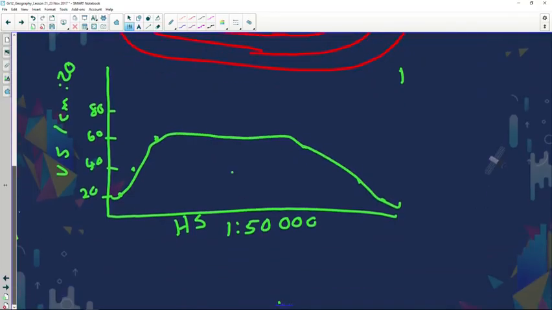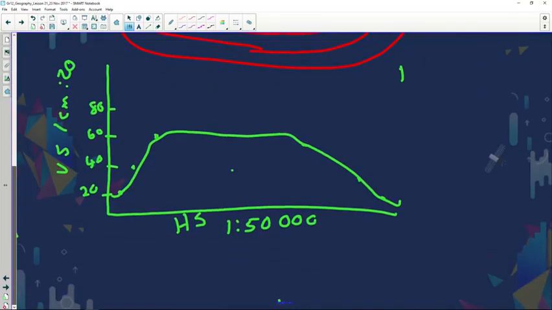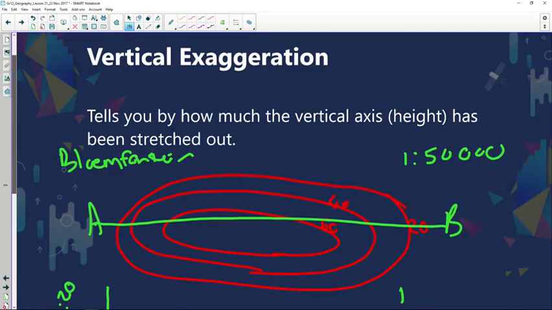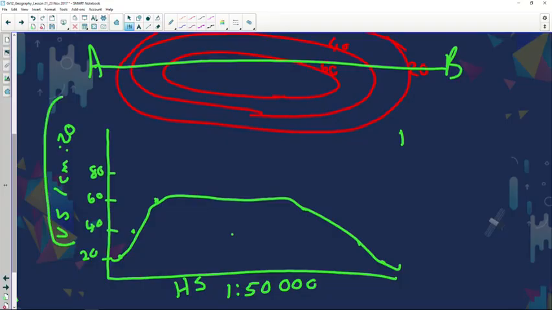Now, from the cross-section, this is where the question of vertical exaggeration comes in. If we define vertical exaggeration, it tells you by how much the vertical axis, the height, has been stretched out. Because obviously we're using a much smaller scale. So we want to know by how much it has been stretched out, and what do we use? The vertical scale, in meters. There's the vertical scale.